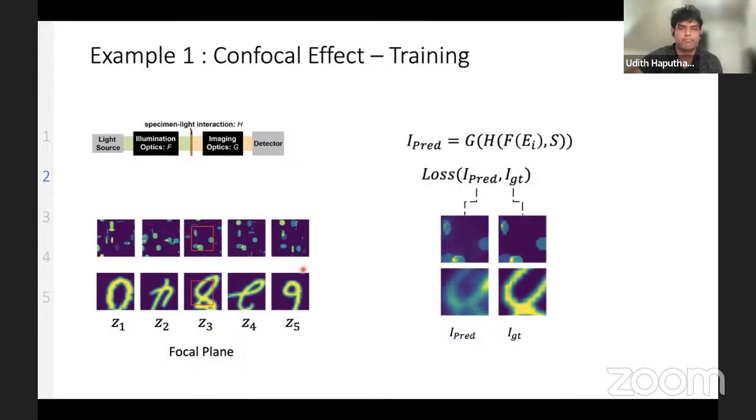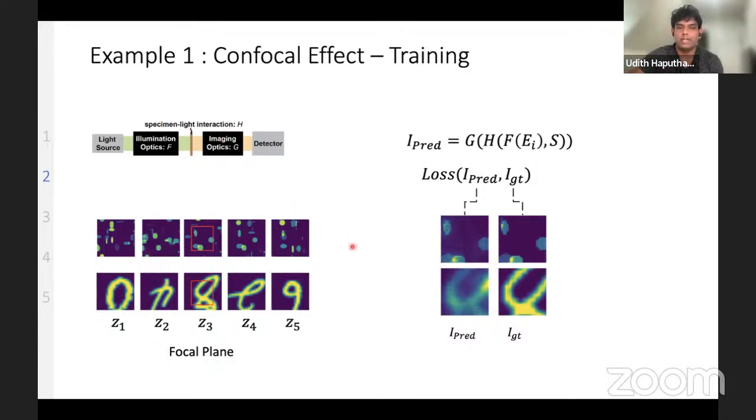And for the MNIST data, we have a ground truth like this, and the predicted one ideally should look like this. So what we get as the I predict, we obtain at the detector, and we calculate the loss between the ground truth and the predicted. And then we train all the parameters in the imaging optics and the illumination optics.